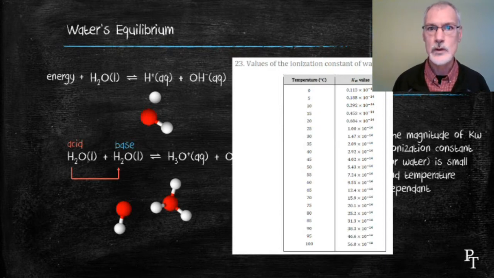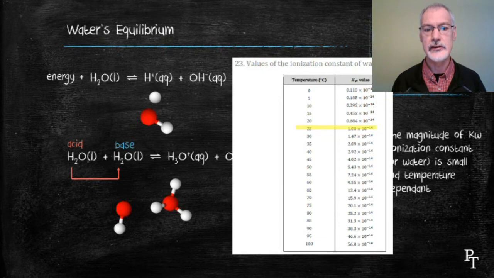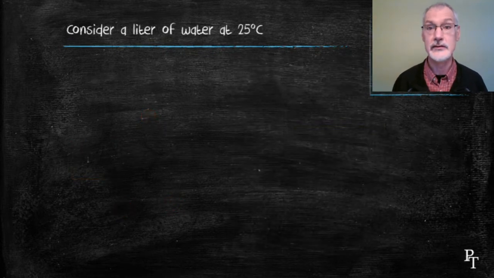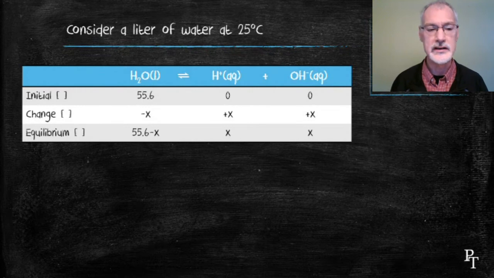I want to focus in at one temperature, 25 degrees Celsius here, and the equilibrium constant that's associated with it, 1 times 10 to the minus 14. We're going to use that in our next example. Let's consider a liter of water at 25 degrees Celsius. If we use the simple expression for breaking down water, I've written the reaction, the water molecule breaking apart into a hydrogen and a hydroxide.